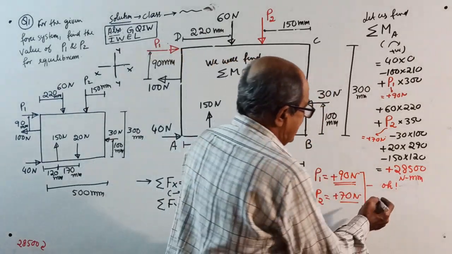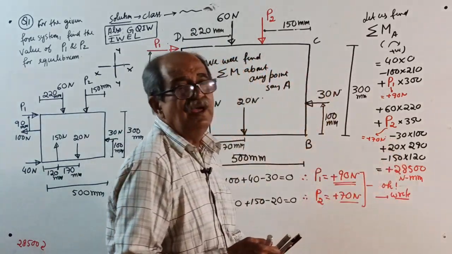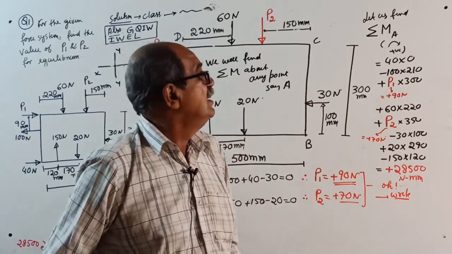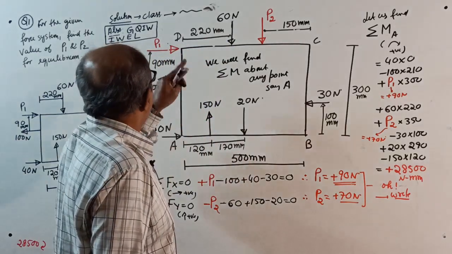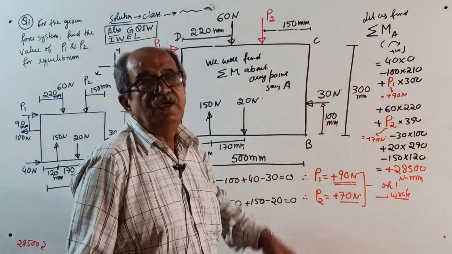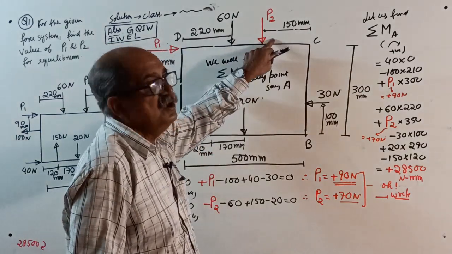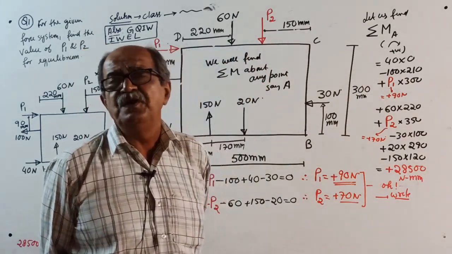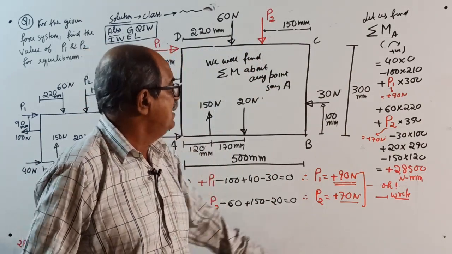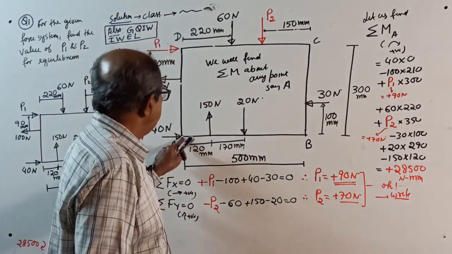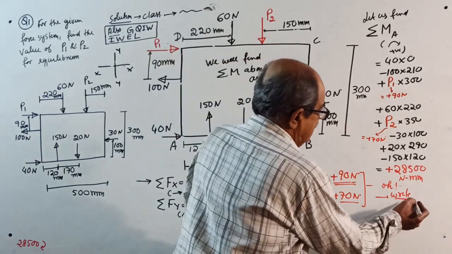Therefore, what I am explaining now, you write. Here, see, I told, those who are serious, they should listen. Therefore, the question where we are asked to find P1 and P2 for equilibrium is completely wrong question, because P1, P2 you got by sigma fx 0, sigma fy 0, two conditions, there is one more condition to be satisfied: sigma m 0, it is not satisfied. When you take moment about A, I got plus 28500 Newton millimeter.